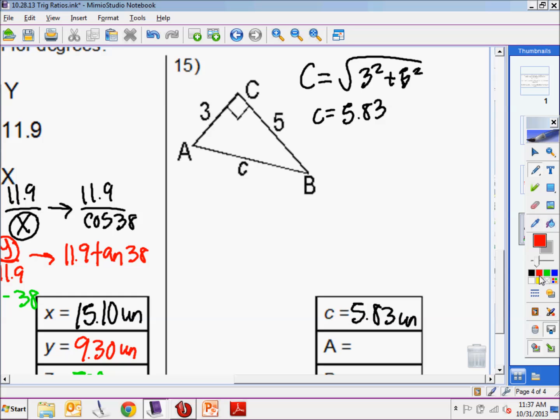Now we're on to A. So looking at angle A, what is the relationship to the side? Opposite and adjacent. So that would be tangent. How did you find C quick? A squared plus B squared. Pythagorean Theorem. So opposite over adjacent, so 5 over 3. What do I do when I'm solving for an angle?